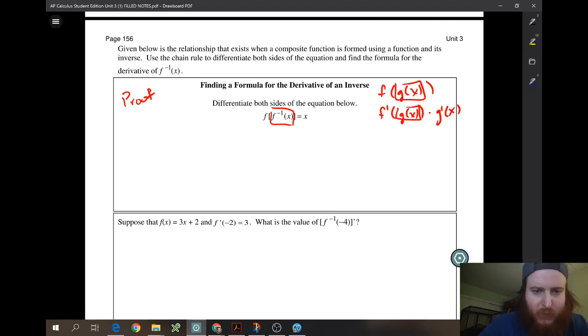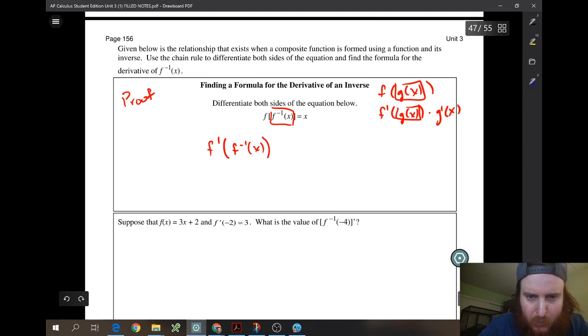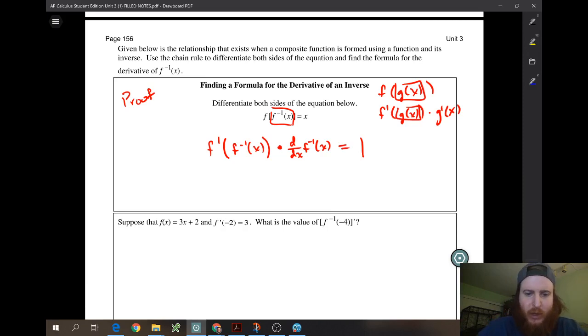The outside is f. So if we take the derivative, we're going to get f prime of, now we're going to leave f negative 1 of x alone. Then times the derivative of f negative 1 of x. Now we don't know what that is, so I'm going to just call it d dx of f negative 1 of x. It's basically f negative 1 of x prime. That would be equal to just 1. Now, this is what I'm trying to solve for: I want to know what is the derivative of this guy.